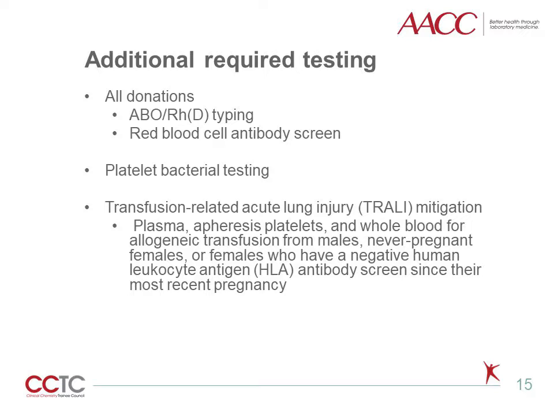transfusion should come from males, females who have never been pregnant, or females who have been screened for human leukocyte antigen, or HLA antibodies, since their most recent pregnancy and found to be negative. These measures were established to reduce the risk of transfusion-related acute lung injury, also known as TRALI. Some blood centers will screen for HLA antibodies in females who have been pregnant since their last donation, while others may simply not collect plasma, apheresis platelets, or whole blood for allogeneic transfusion from previously pregnant females.